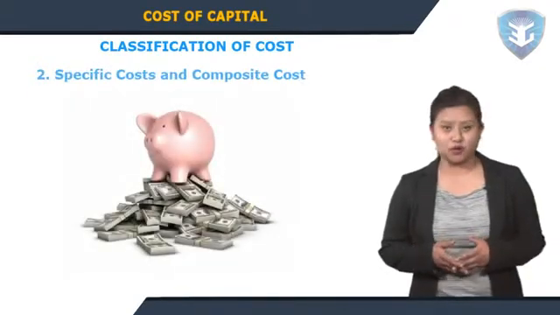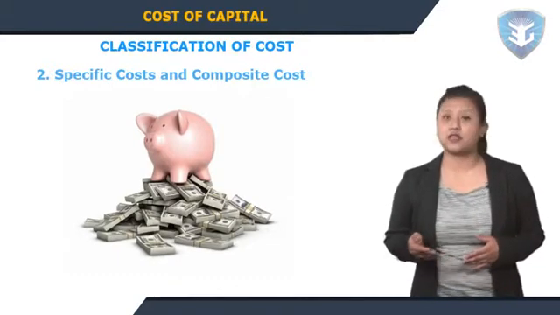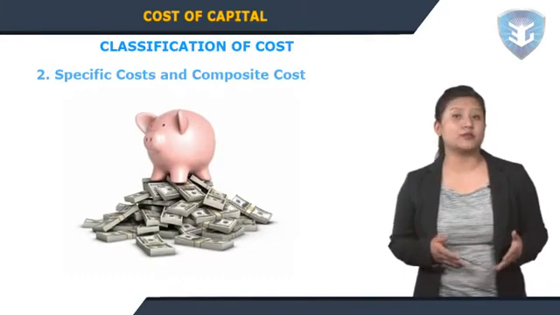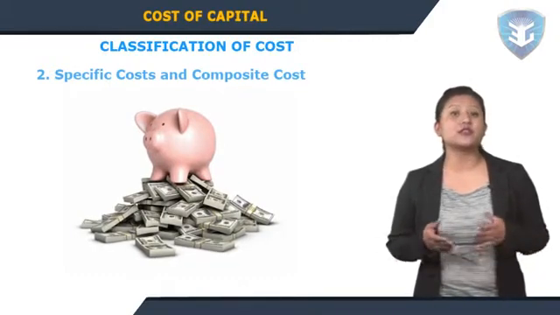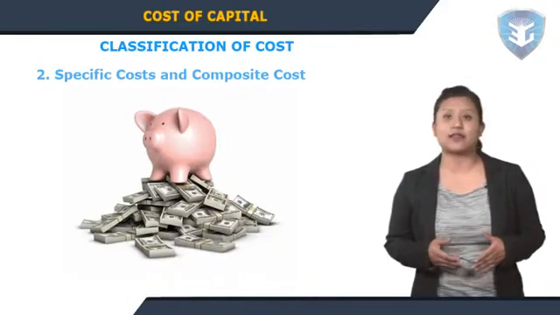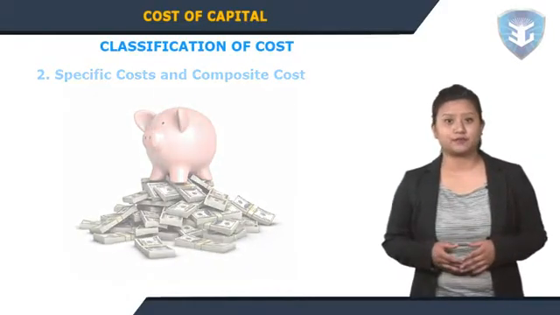Specific cost and composite cost. Specific cost refers to the cost of a specific source of capital such as equity share, preference share, debenture, retained earnings, etc. Composite cost of capital refers to the combined cost of various sources of finance. In other words, it is a weighted average cost of capital.